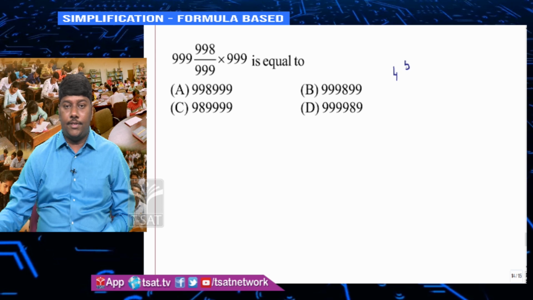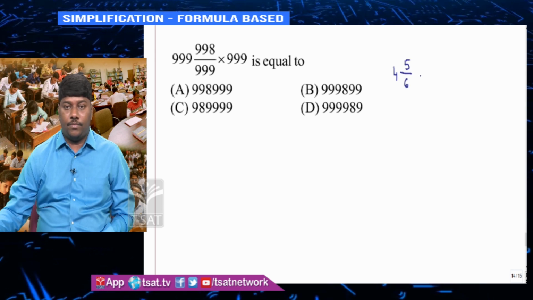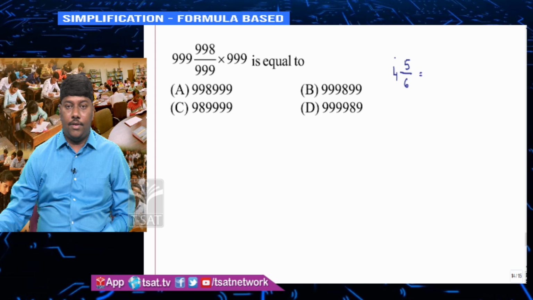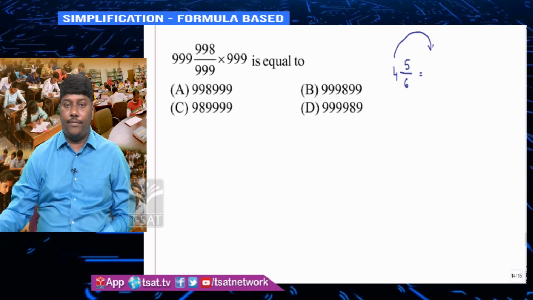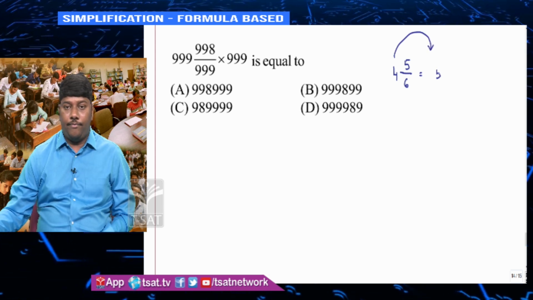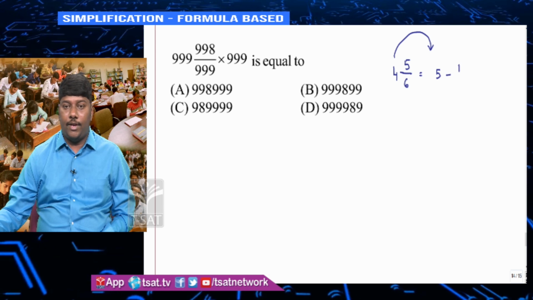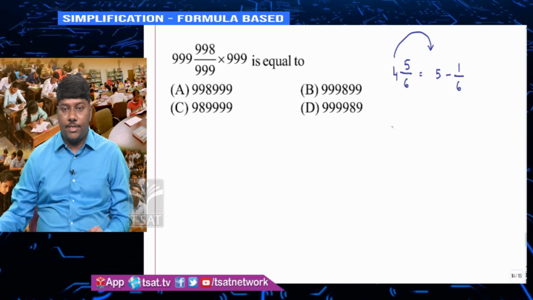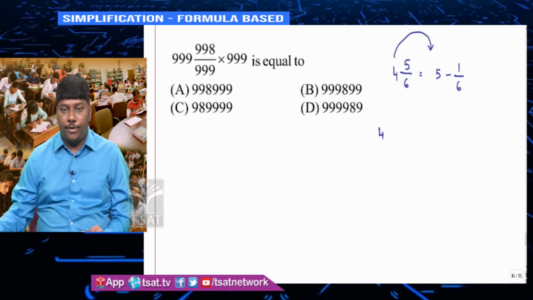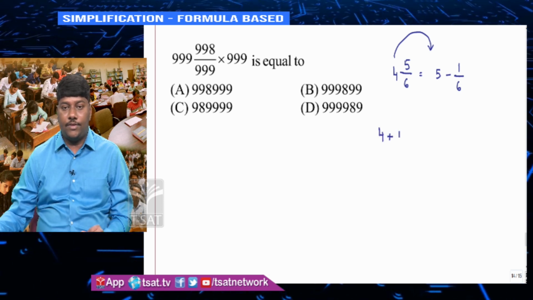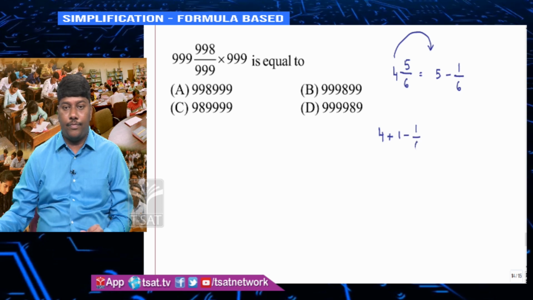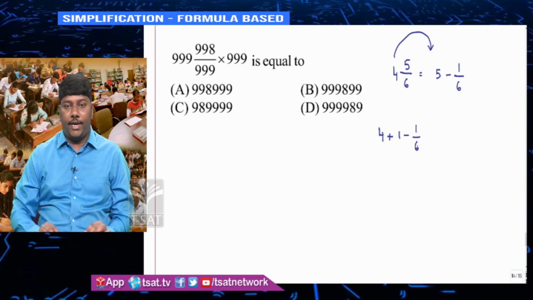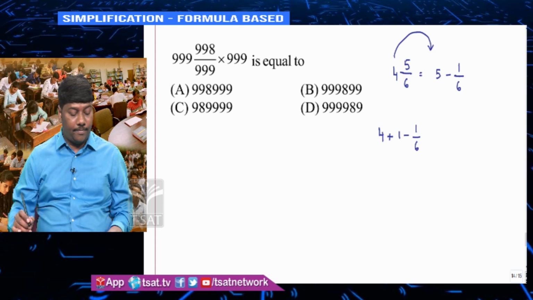4 5 by 6. The next consecutive number after 4 is 5. From 5 you can subtract 1 by 6 in order to get 4 5 by 6. If I make it simple, this you can write as 4 plus 5 by 6. 5 by 6 can be written as 1 minus 1 by 6. Now 4 plus 1 is 5 minus 1 by 6. So just remember like that.